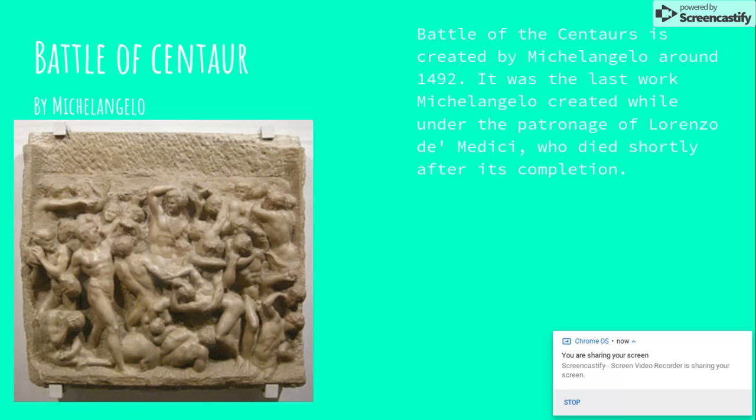Battle of the Centaurs by Michelangelo was sculpted during 1490 to 1492, and it was the last work Michelangelo created while under the patronage of Lorenzo de' Medici. It was one of the works that Michelangelo didn't use his bow drill to carve.